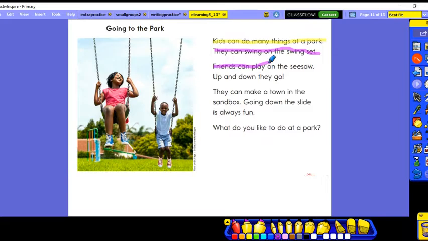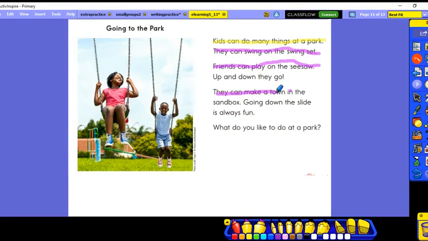Friends can play on the seesaw. Up and down they go. That's a fun sentence, up and down they go, but it's not an important detail. That's just something to add more emphasis to going up and down on the seesaw.